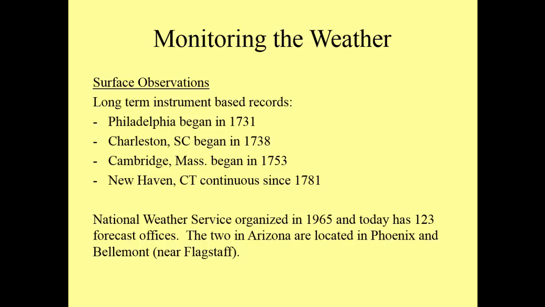Now, another piece of information is that the National Weather Service, a federal government operation under the National Oceanic and Atmospheric Administration, or NOAA, was organized in 1965. Today, they have 123 offices where they put out weather forecasts, and we have 2 in Arizona. One's located in Phoenix, and the other one's in Bellemont, which is about 15 miles west of Flagstaff, Arizona.